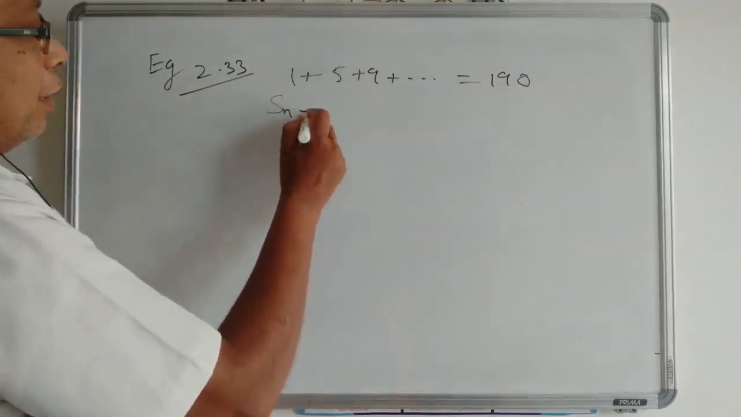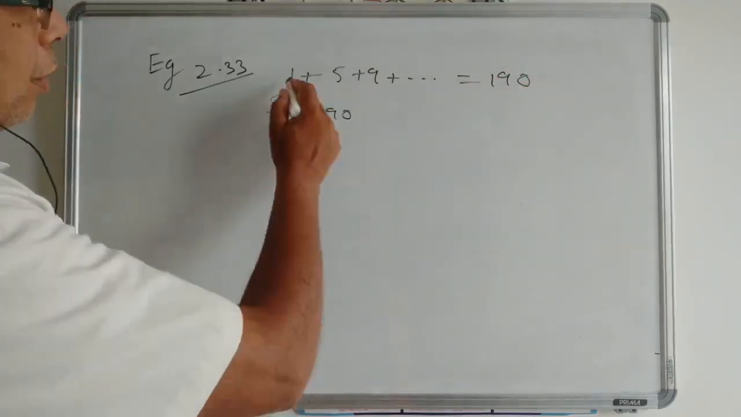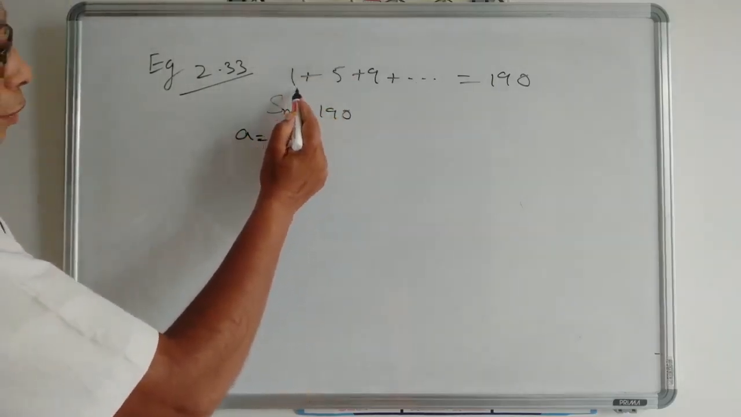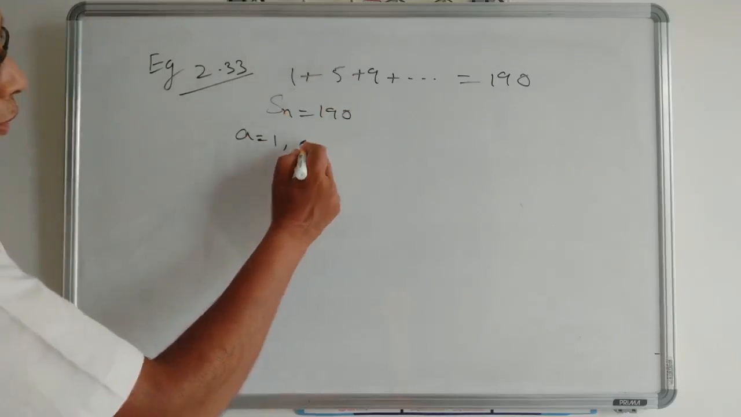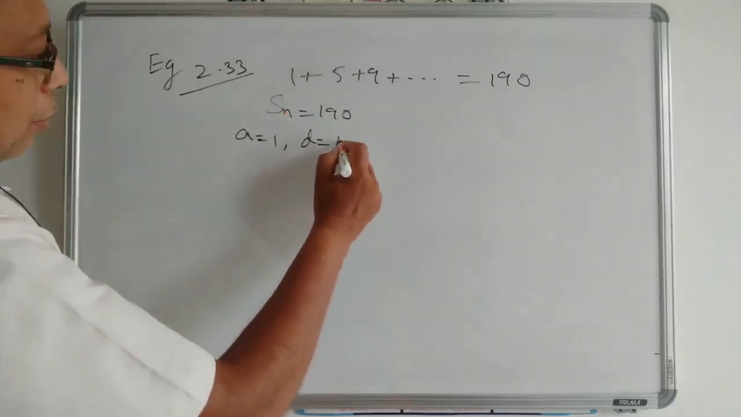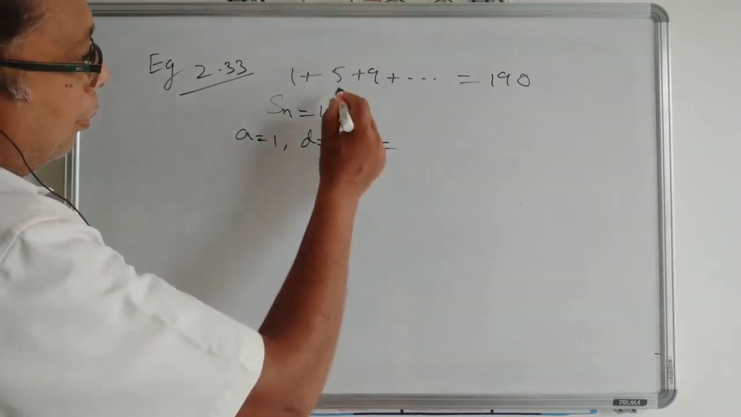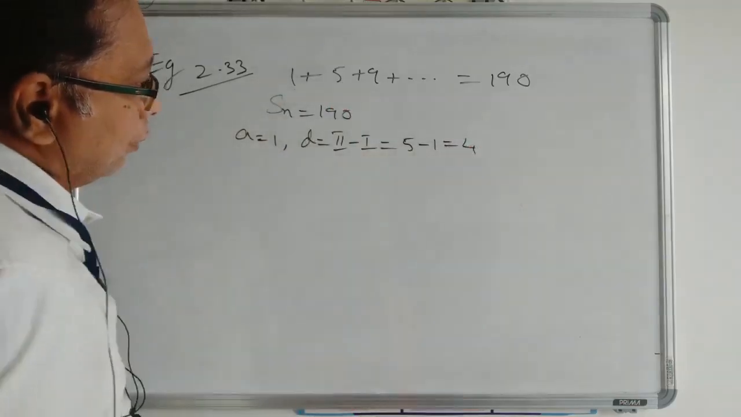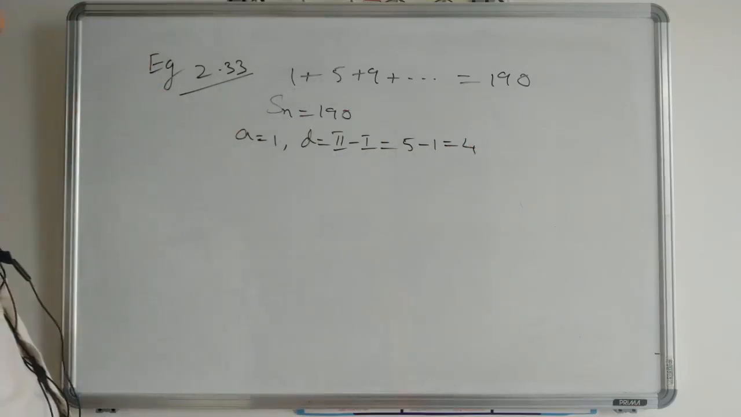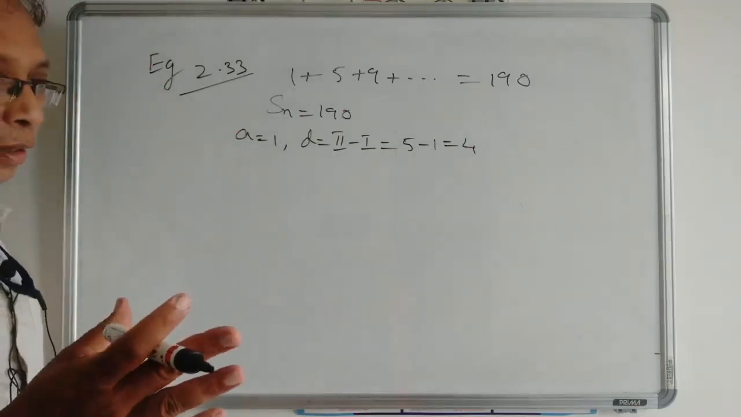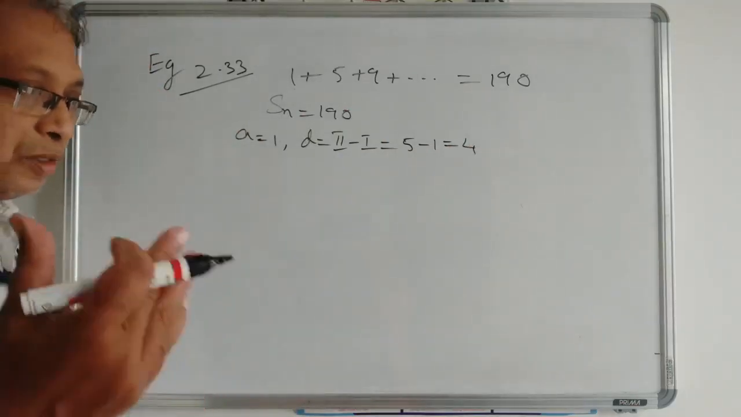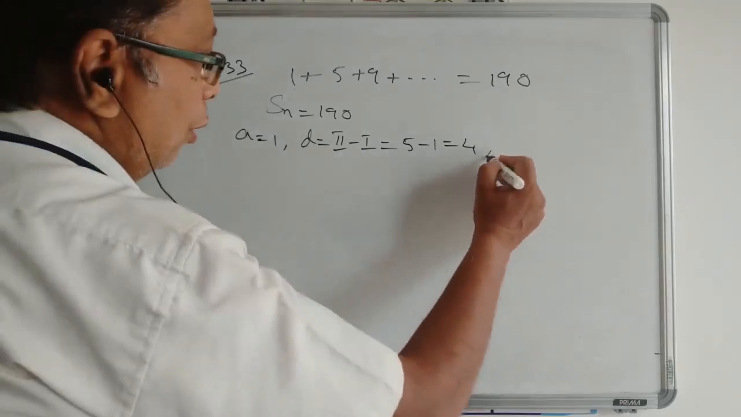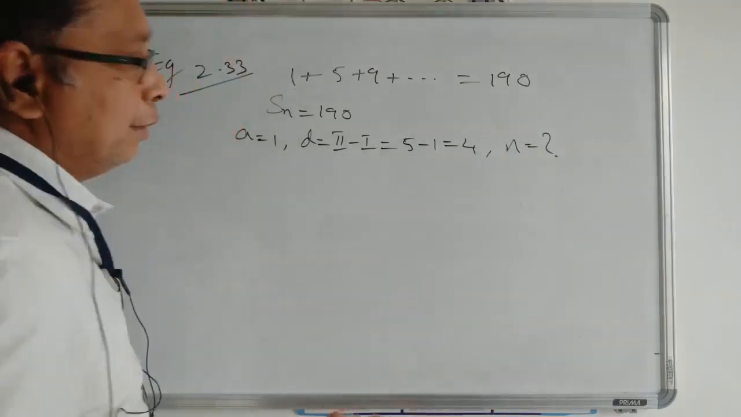Now you see how many terms. Sn is given as 190. a equal to 1, that is the first term. Next d equal to the common difference, second term minus first term, 5 minus 1 equal to 4. Next we want to find the number of terms. How many terms are in the series? Therefore n equal to question mark.